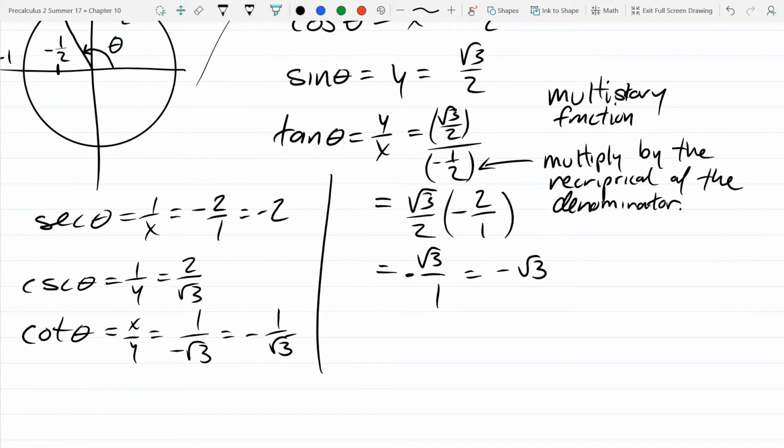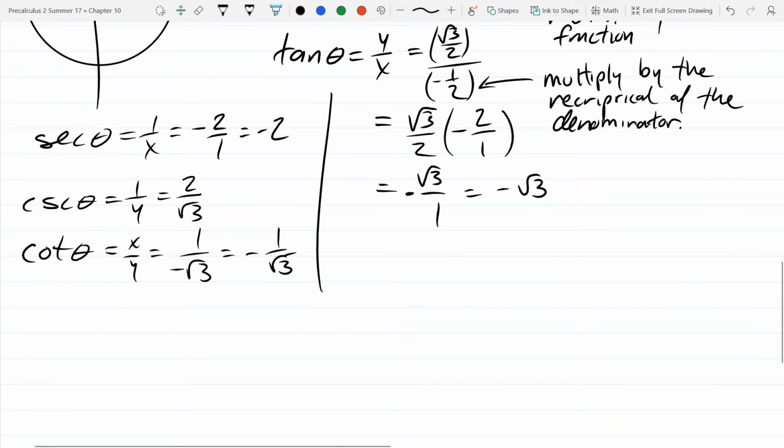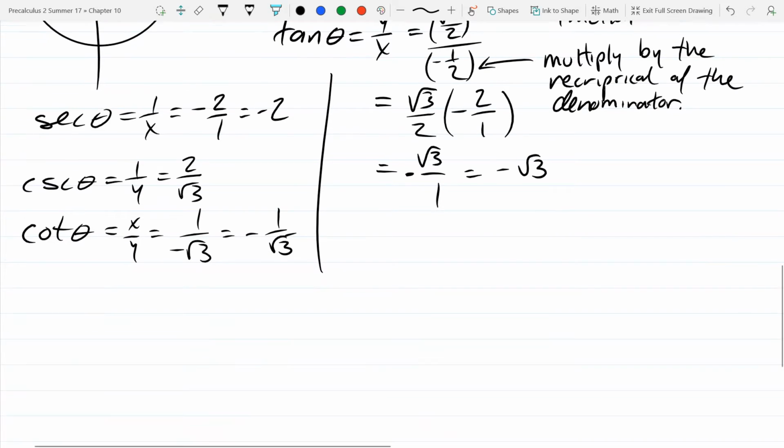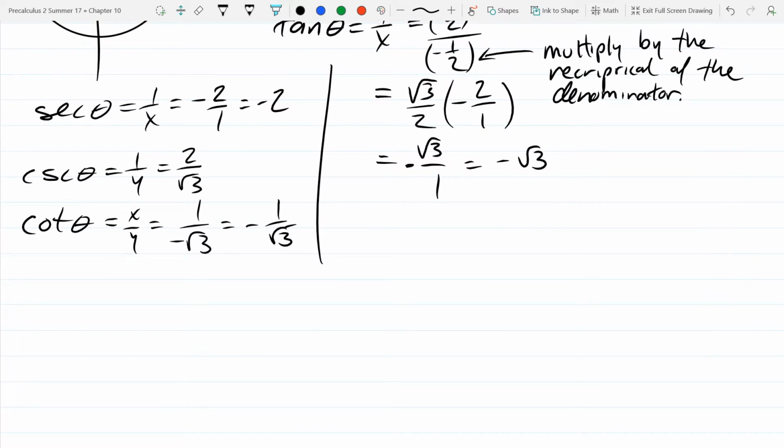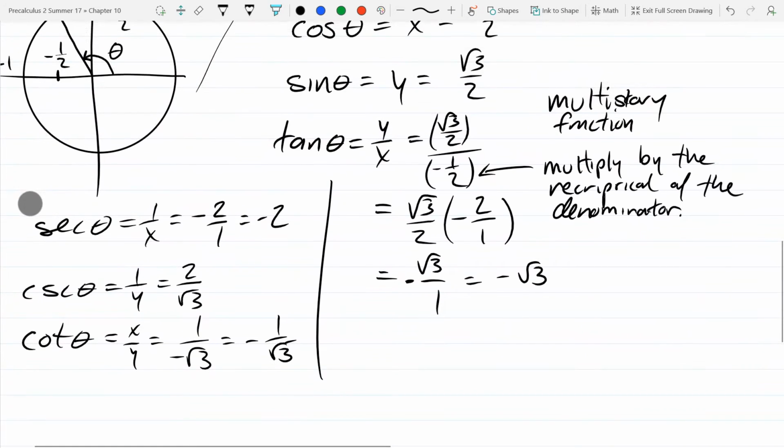Now some of you might be rationalizers. And let me show you why rationalizing would not be good for most of the things that we're going to be doing. If you're a rationalizer, I'm done right here. I've already got the value. If you want to rationalize, you're going to have to multiply by square root of 3 over square root of 3, do some more steps.